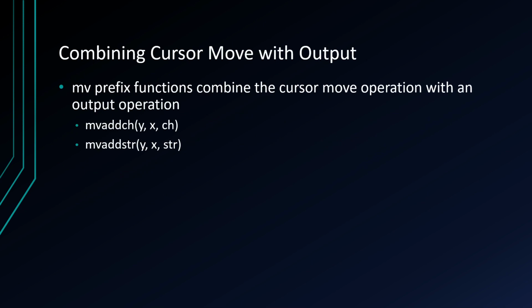You can combine cursor move with output by just using an mv prefix and supplying the row and column. So in curses, everything is row and column. A row is the y coordinate and a column is the x coordinate. So if you're used to xy Cartesian things from geometry, just remember that in curses it's always yx, it's always row column.